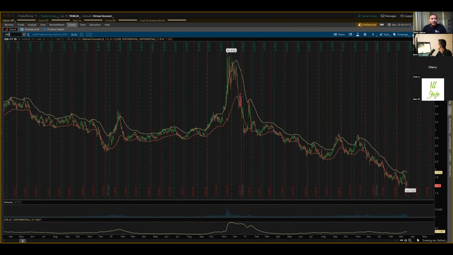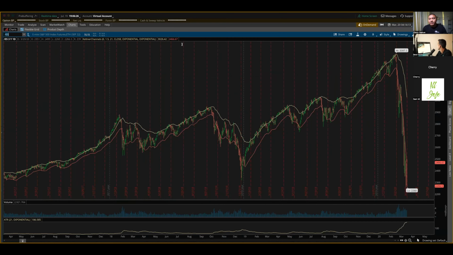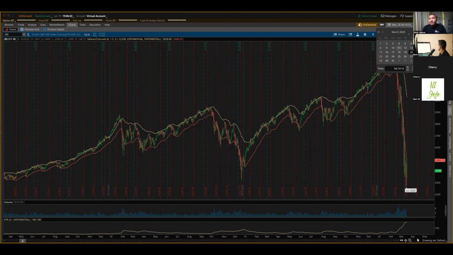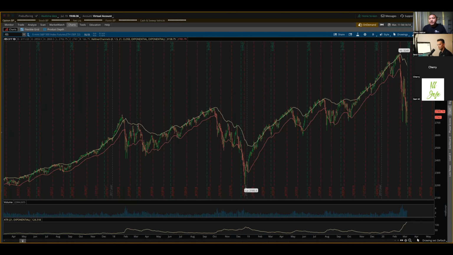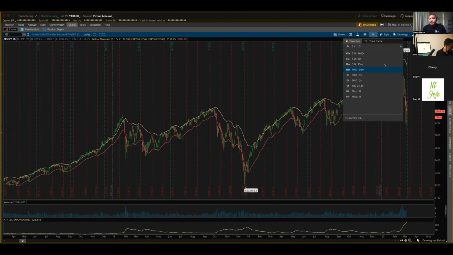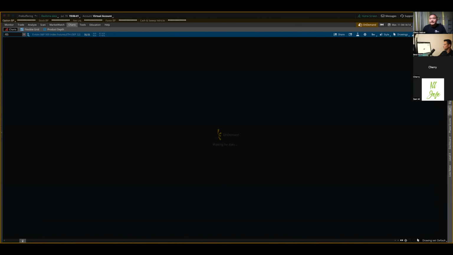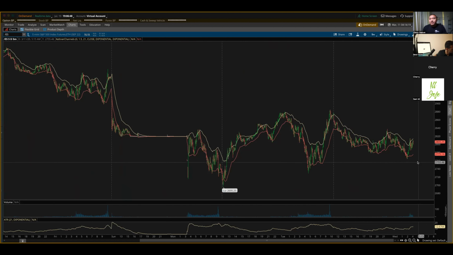So let me just find a quick, better example chart. Let me go March 11th. See if that works. Okay. And then I'll zoom in to like a 5 minute so that you guys can see. So this is a piece of back testing. If it loads, let's see if it loads. Okay. So what you see on my screen is a March 11th, 2020 chart of the S&P 500 or the E-mini.